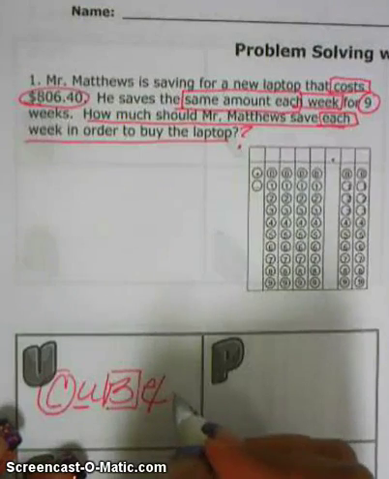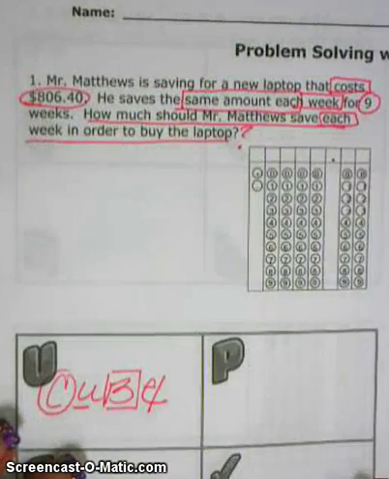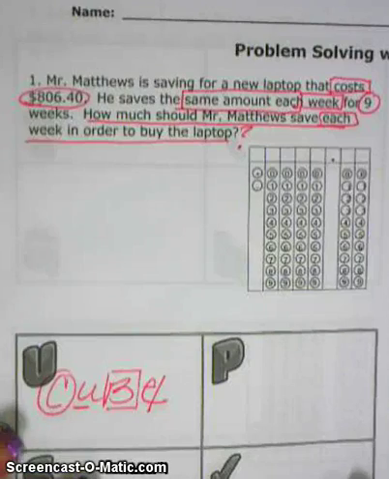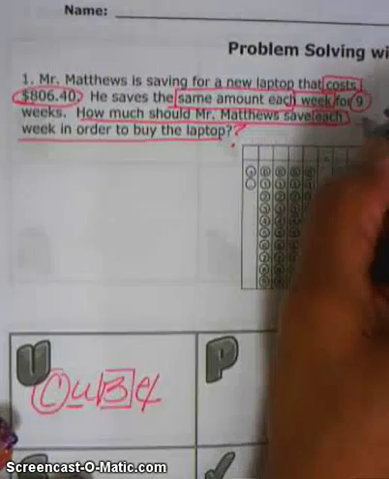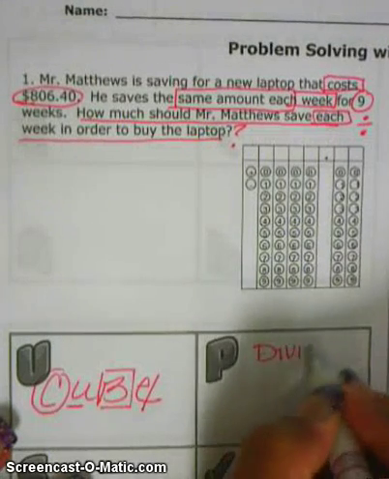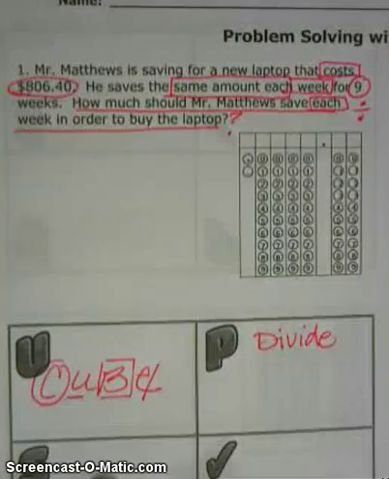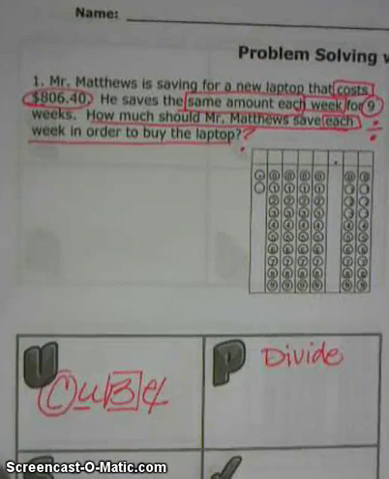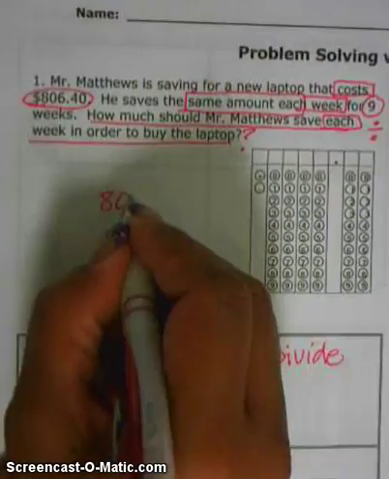Next is to eliminate. I need both of my numbers, so I'm not going to be eliminating anything on this problem. Okay, so since there is each in the question, I know that I need to divide. And so my plan is going to divide to solve. This box down here is your solve box, but there's not a lot of room here, so if you want to solve up here, that would be just fine.